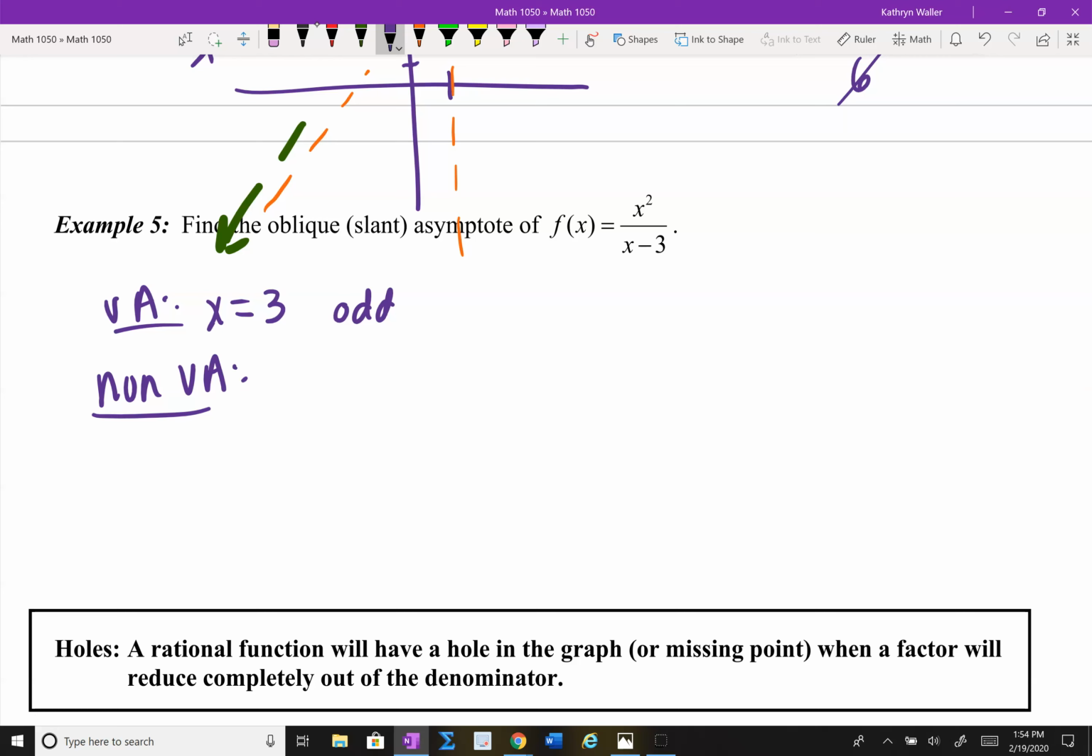Non-vertical, you don't even really have to show any work to determine what it is. Look, squared on top, first on the bottom. Top is bigger than the bottom. It's either oblique or it's y equals 0. Which one is it? Oblique.